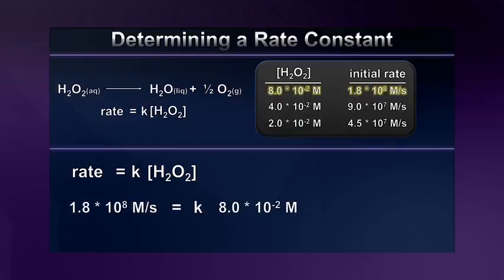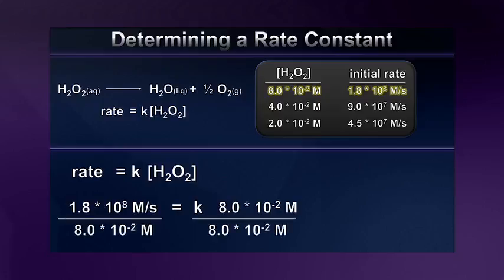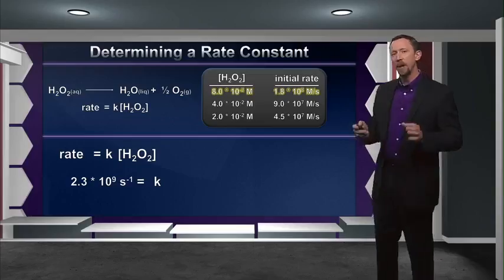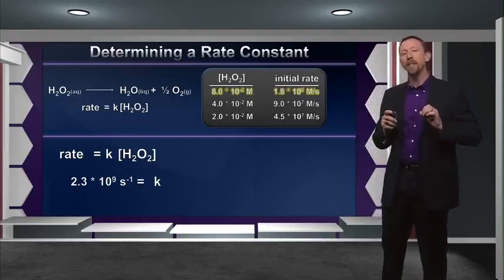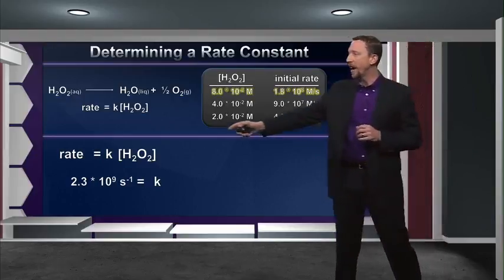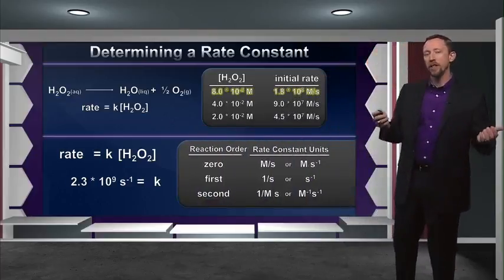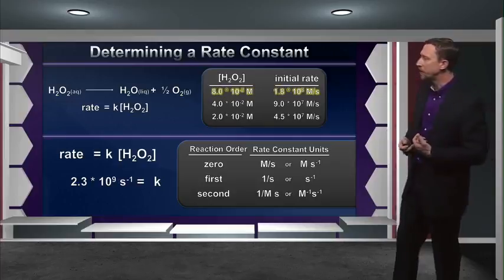I have a rate, I have a concentration. I now have one equation with one unknown. This is a solvable equation. I'll simply divide through by 8 times 10 to the minus 2 molar to be sure that they cancel, isolating K and giving me a rate constant in terms of reciprocal seconds. That's 1 over seconds. It's kind of an interesting unit, isn't it? But the reason that unit exists is simply to be sure that when I run the equation, I get units of molar per second. So, as the order of a reaction changes, so does the rate constant units.